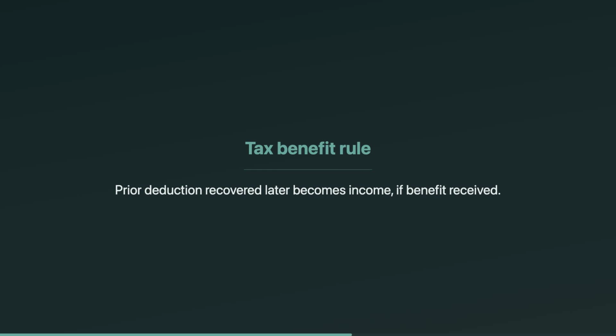Now the follow-up they love: later recoveries. If you deducted a bad debt in a prior year and later collect some or all of it, you generally include the recovery in income in the year you receive it. You don't amend the old return. This is the tax benefit rule idea in action. You got a tax benefit from the deduction, so the recovery is taxable when it comes back.